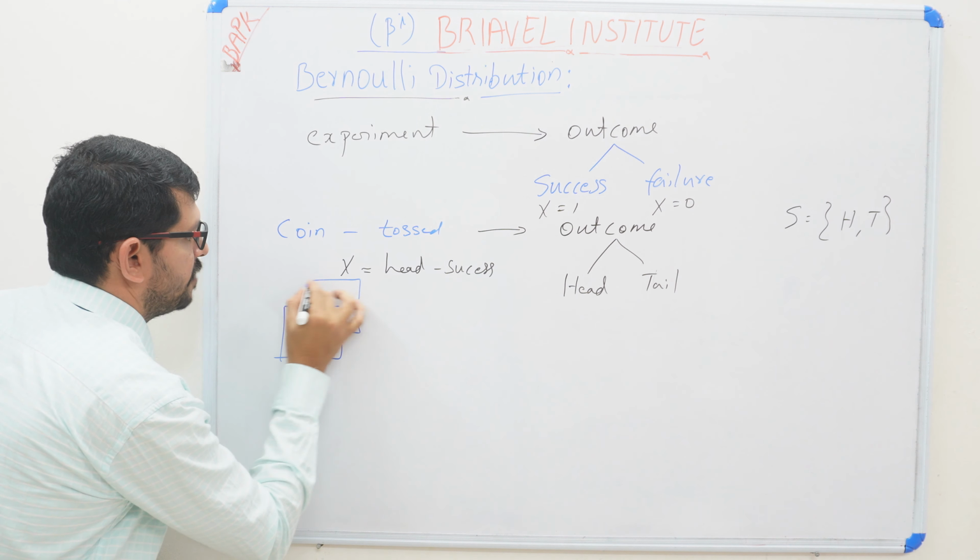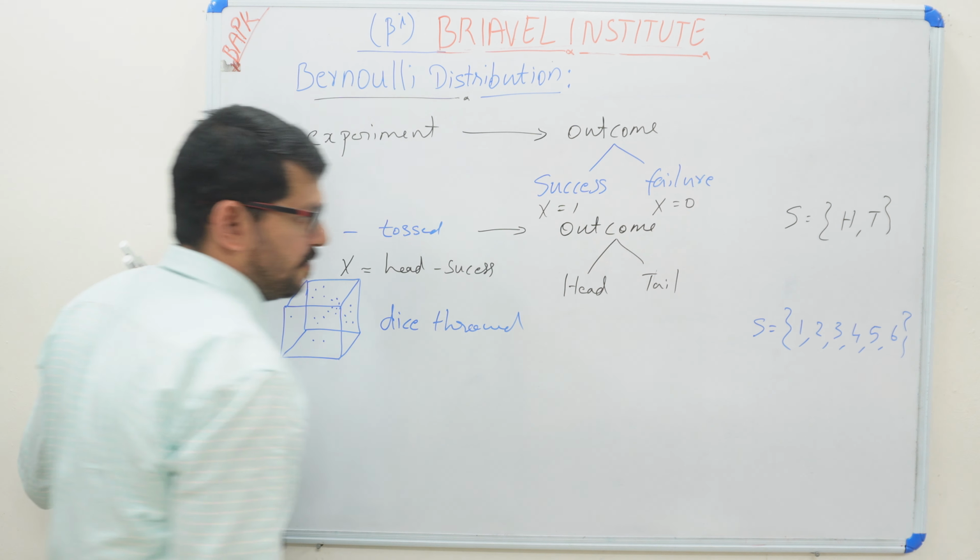Then what will happen? My sample space will be 1 or 2 or 3 or 4 or 5 or 6. This may be 1 dot coming on top of the dice, then my score is 1. If 2 dots come, then my score is 2. If 3 dots come on top, my score is 3. 4 dots means 4, 5 dots means 5, and 6 dots is equal to 6.